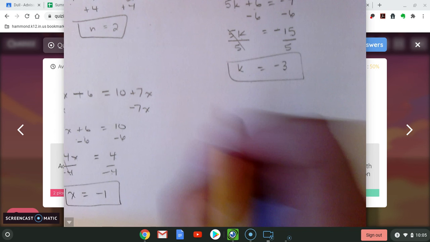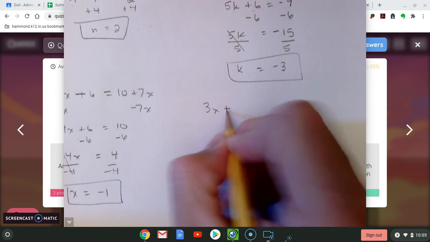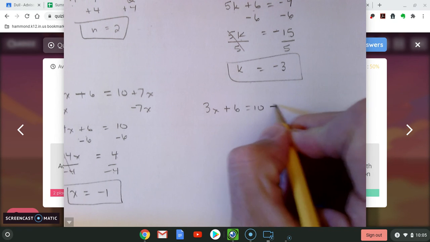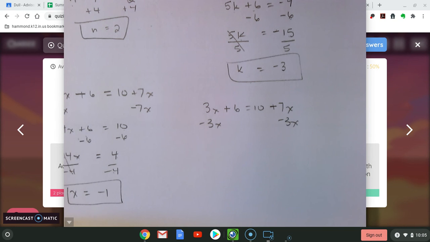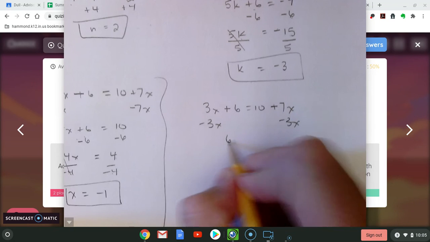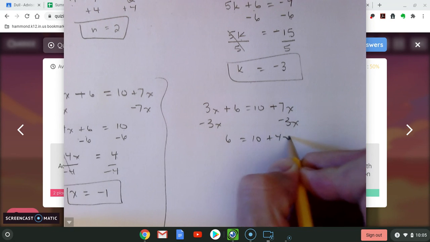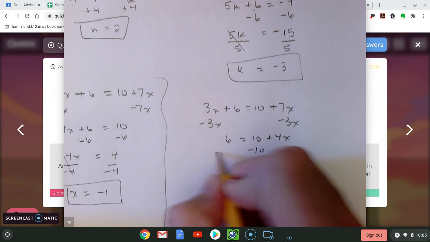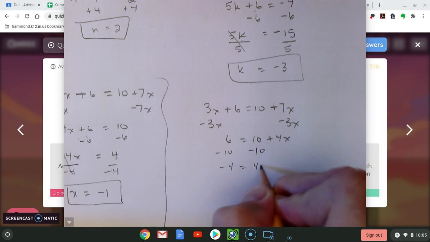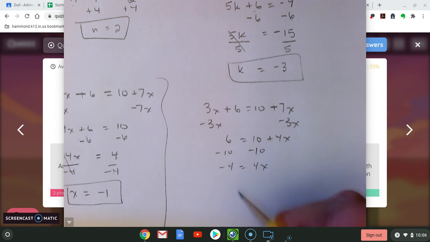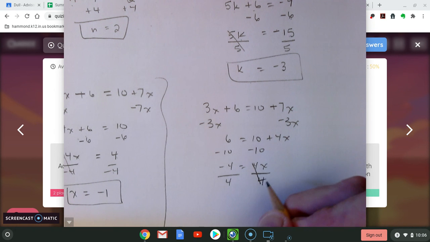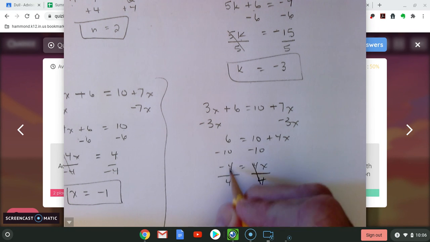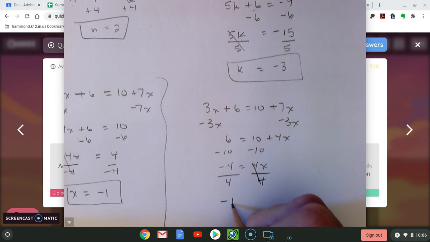Okay. If you went through and you worked this on your own and you worked on trying to keep a positive coefficient on x, you would have subtracted 3x from both sides. So 6 equals 10 plus 4x. Now we subtract 10 from both sides, and I have negative 4 equals 4x. So I'm still going to end up with my negative 1 for my solution, but I can kind of see here that I'm dividing by a positive. Right? And so as long as I recognize a negative thing divided by a positive thing is going to be a negative thing, I'll still come up with negative 1 for my answer.